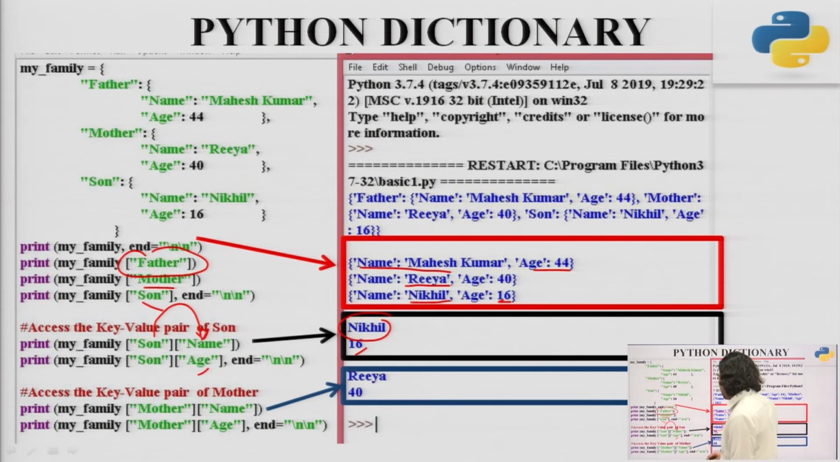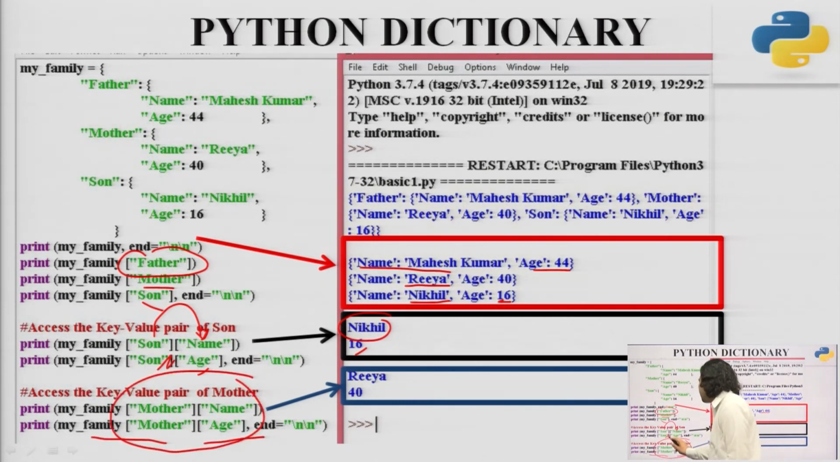Now, the last question, that is, can we access the key value pairs of the mother? Yes, this is the answer. Again, it is very similar to the previous one. So, here you can see we are getting the output as Riya and the age is 40.